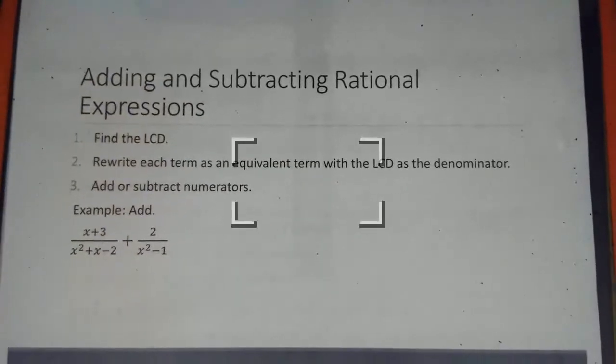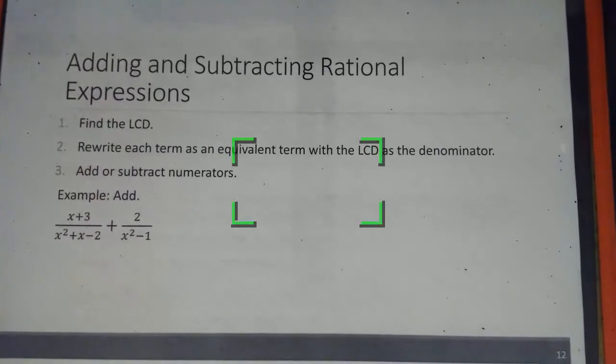All right, so now we have an example that we can work with. We're going to find the least common denominator. We're going to rewrite each term as an equivalent term with the least common denominator as the denominator, and then we'll add or subtract the numerators. Before we actually do this, I want to do one regular fraction addition where they don't have the same denominator, because I think we'll be able to make a lot of connections.